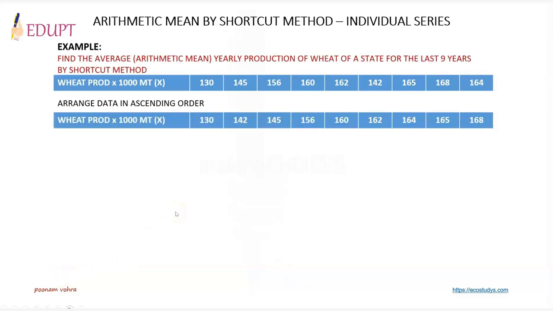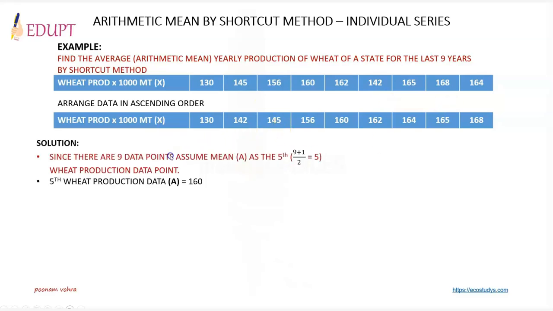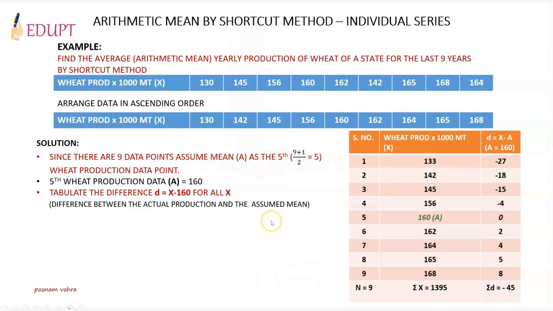So you need to first arrange the data in the ascending order. This has been arranged in the ascending order. Then next, since there are 9 data points, now we need to find assumed mean by applying n plus 1 by 2, which is 9 plus 1 by 2, fifth value. So here, fifth value is 160. Then we shall follow the same procedure.